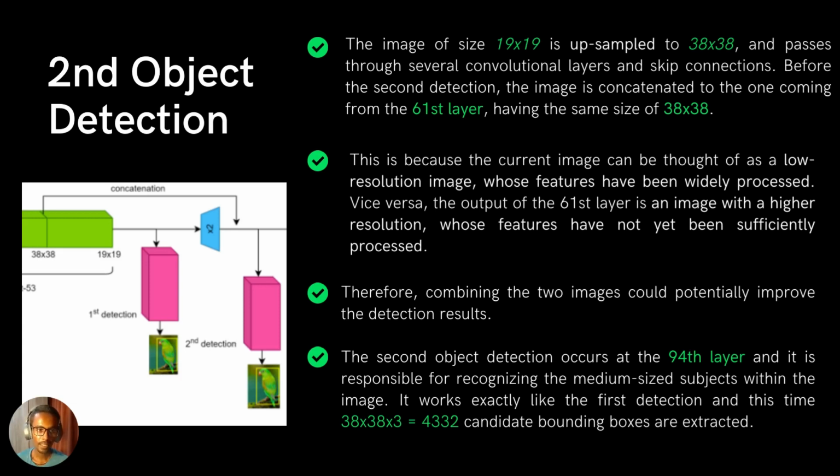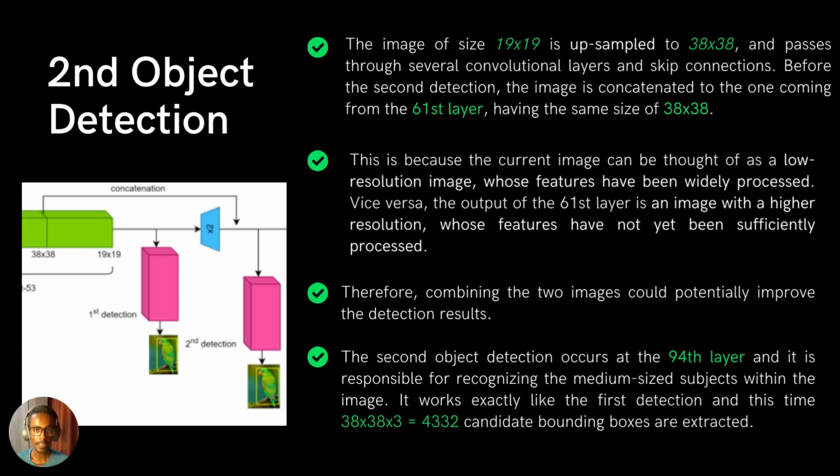The spatial dimension of the feature map from the Darknet backbone is going to be 38 by 38. So we're going to pass that value directly from the Darknet backbone, and we're going to concatenate it with the output from the first detection after being upsampled. So before the second detection, the image is concatenated to the one coming from the 61st layer, having the same size of 38 by 38.